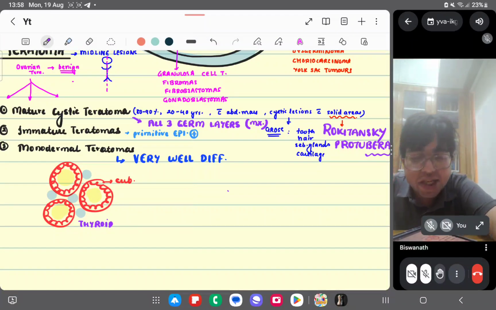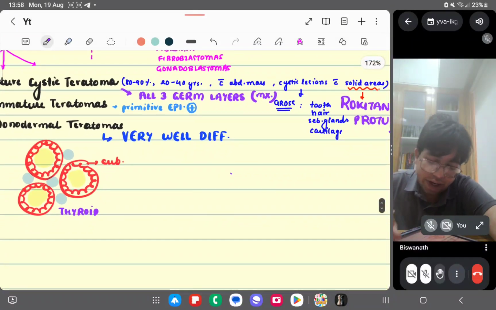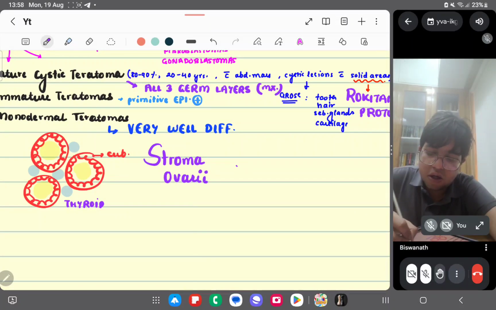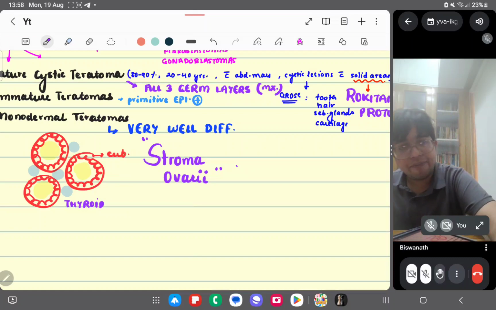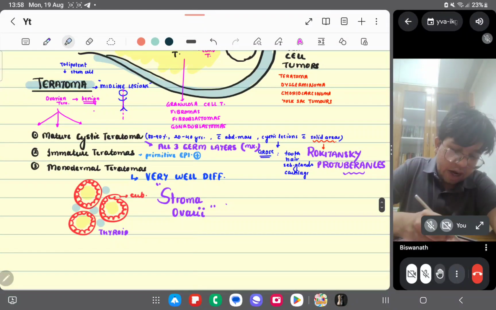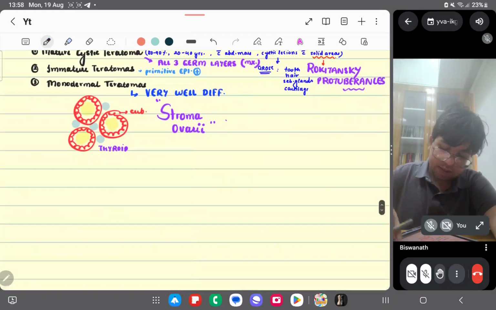So these have a special name, which is called struma ovarii. Struma ovarii. These have a special name as they involve the thyroid components. So that was about our teratomas, the first tumors, and now let's move to the dysgerminomas.